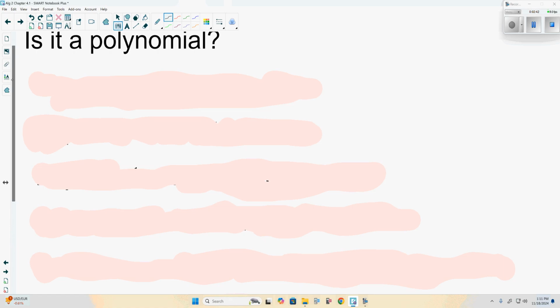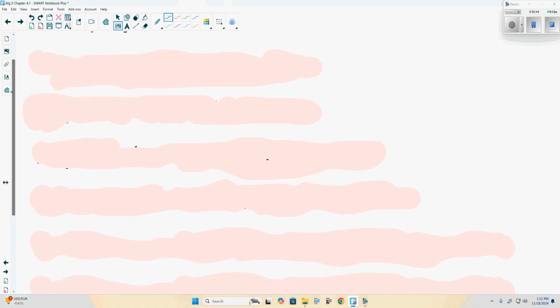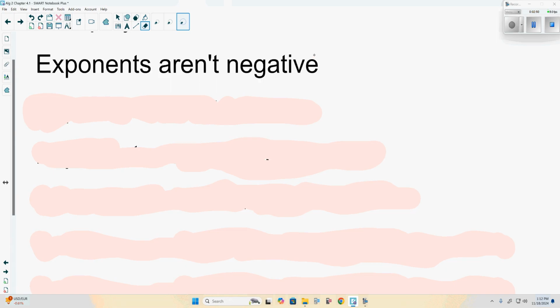All right, now we've got to define what a polynomial is. And we could go through and try to describe all the things that it is, or we can say what it's not. Exponents aren't negative. So with our variables, we cannot have a negative exponent attached to a variable. So we can't have x to the negative 1 and it be a polynomial function.